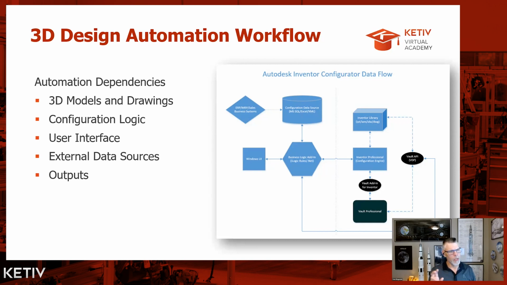Okay, so the dependencies, the things that we need to understand anytime we want to do some sort of automation, really comes down to these 5 bullet points right here. 3D models and drawings. So 3D models, components and assemblies, 2D drawings. We need to understand logic, be it configuration logic or interface logic. We need to have some sort of rules that we're going to be following.